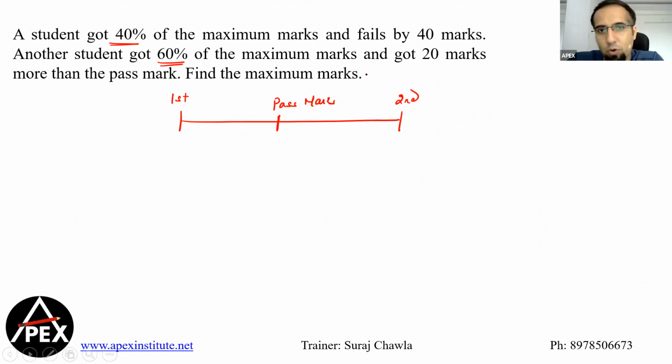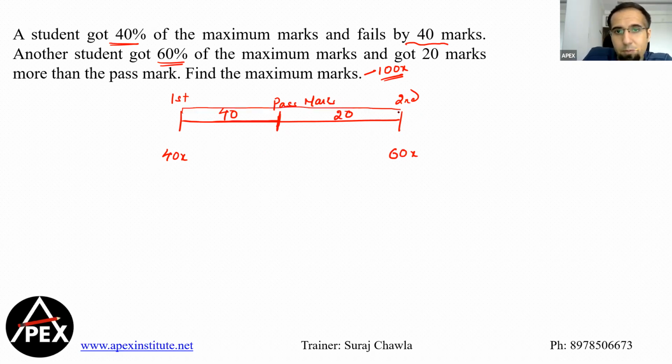Okay. And I'm assuming total marks is equal to 100x. So first student got 40x and the question says he fails by 40 marks. That means if he scores 40 more marks, he will pass. Second guy got 60x and he got 20 marks more than the pass marks. Now is it clear to everyone? So this gap between them is 60 marks and this gap between them is 20x, and therefore the shortcut says 20x is equal to 60.